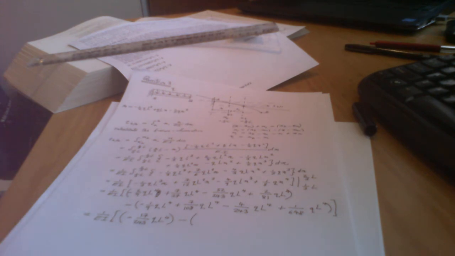It is minus 1/9 plus 7/108 minus 4/243 plus 1/648, which is minus 119/1944 QL to the 4th power, close the brackets.